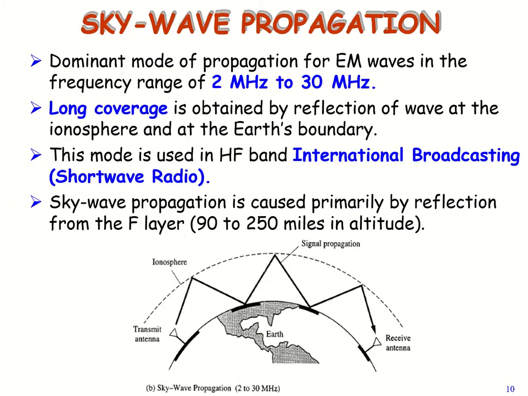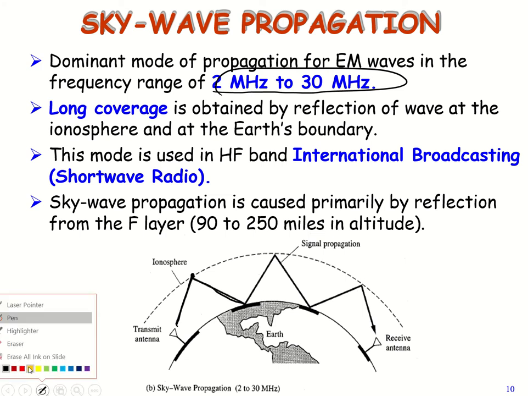And if you move towards the high frequencies, for example 2 megahertz to 30 megahertz, as I said earlier, now we are moving towards high frequency. It will be reflected back by the ionosphere. So what is happening is that with this we can cover more area.